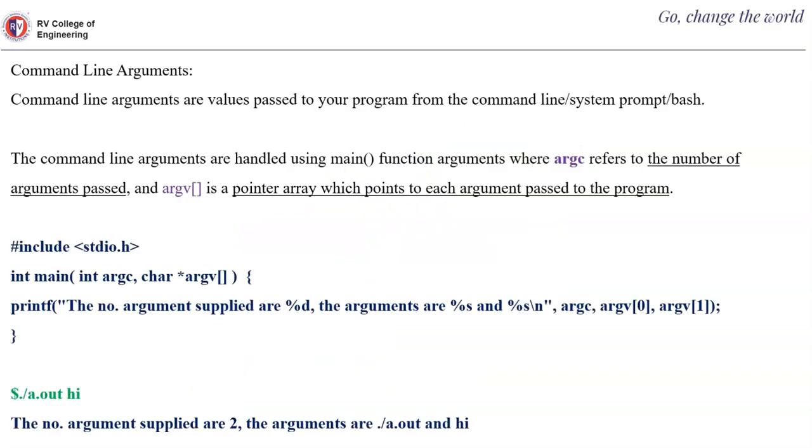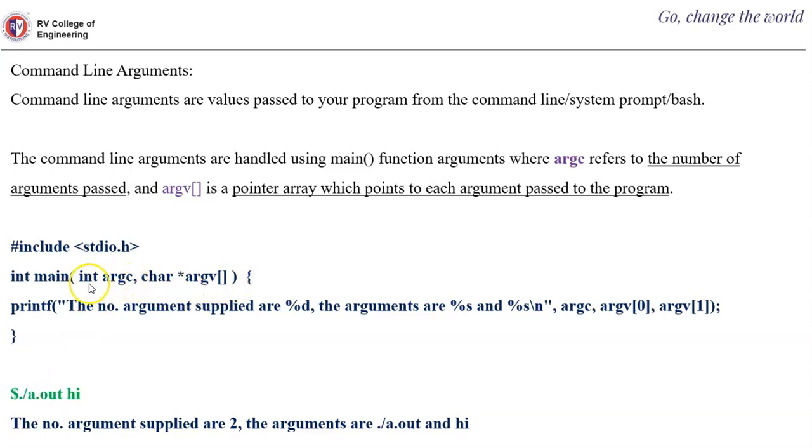Next, let's discuss the concept of command line arguments. Command line arguments are the values that you pass to the program from the command line or the bash prompt. For example, here you can see for a.out, I'm passing a command line argument hi. So this value is passed into your program with the help of arguments to the main function.